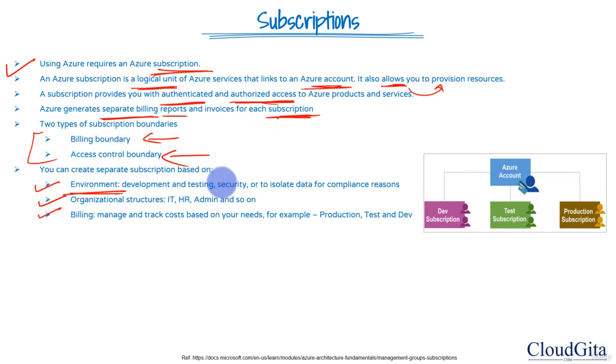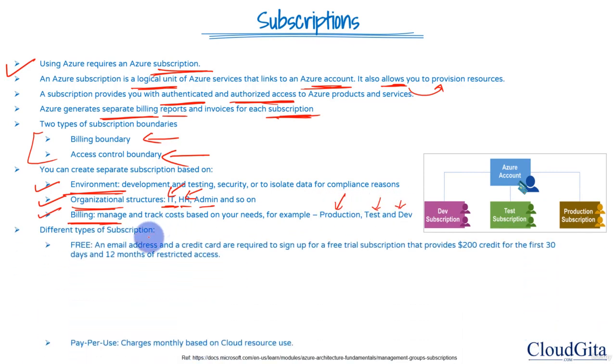So you can create a different subscription based on what kind of access you want to give to the users. You can create a different subscription based on their organization structure, like IT, HR, admin. For example, HR does not necessarily need to create very expensive or a lot of resources, but for your IT team, you want to give more access, right? You can define those accesses according to the organization. You can define access according to the billing. You want to have separate billing for production, for dev, as we just discussed.